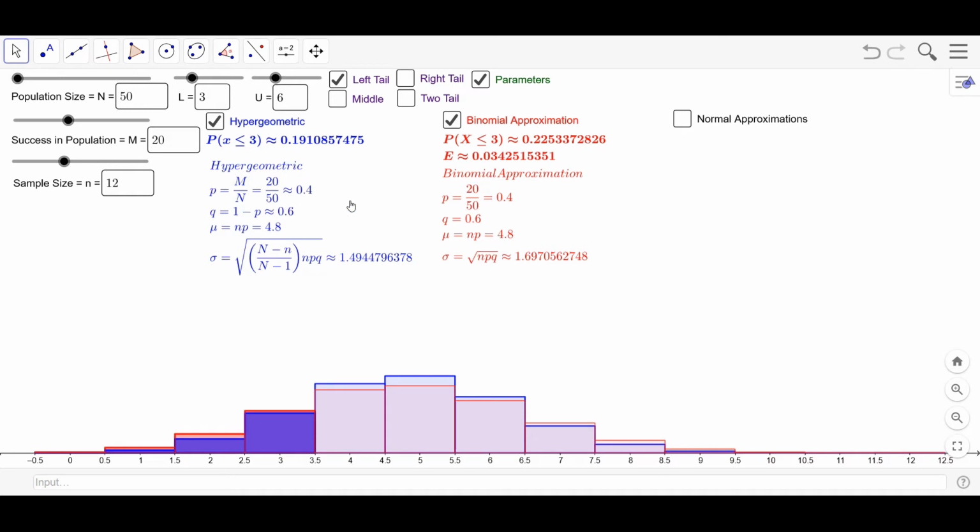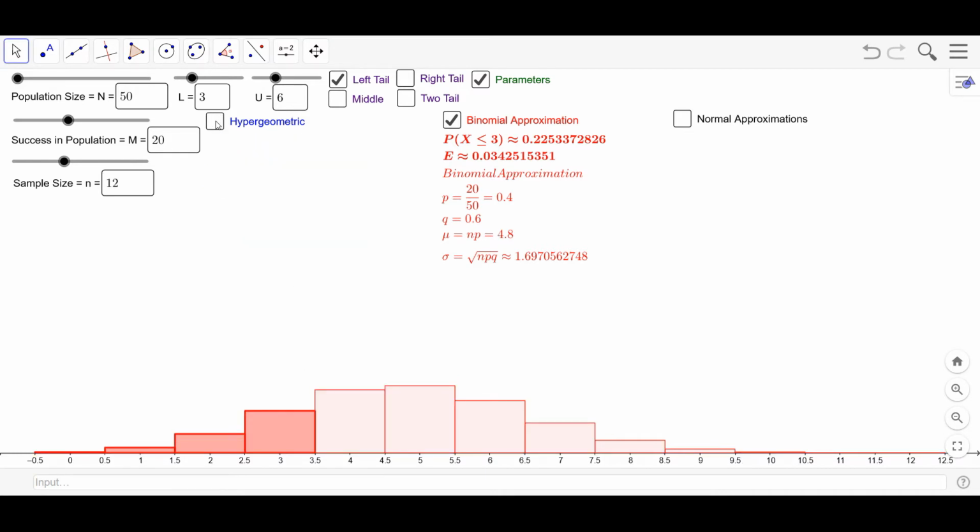So the probability of success every time is P of 0.4. Mean is still n times P. The standard deviation is the square root of n times P times Q, which you notice is a little bit bigger than the standard deviation on the hypergeometric. And if you look, these bars are similar to that one.